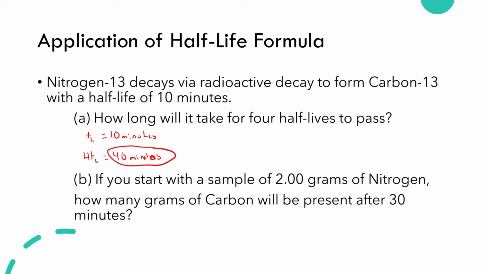It says if you start with a sample of 2 grams of nitrogen, how many grams of carbon will be present after 30 minutes? Now, we know that 30 minutes equals 3 half-lives, since each one is 10 minutes apiece. And we could do that mathematically, but that's pretty simple. So we've got a half-life, 3 half-lives is our n, and our initial sample is 2.00 grams, right? So 2.00 grams times, actually here, let's write out the full formula.